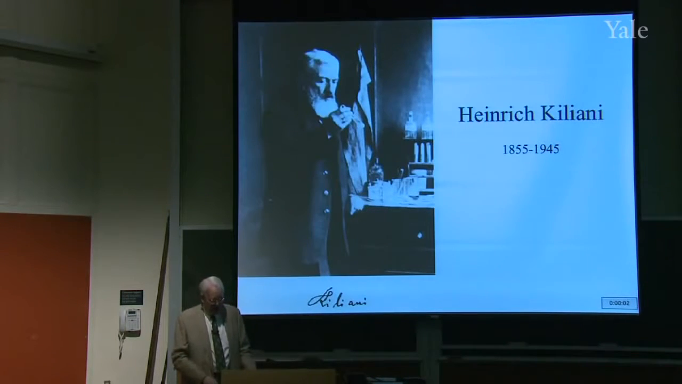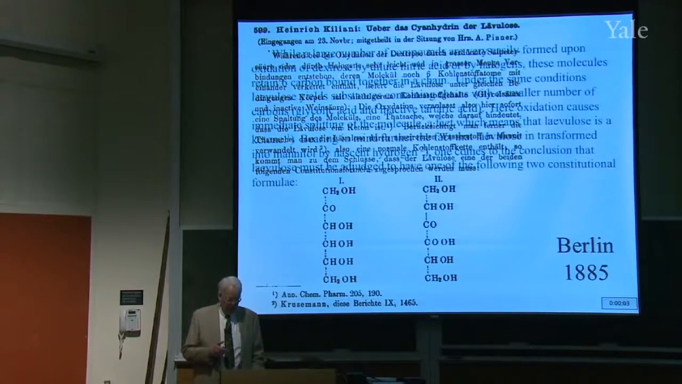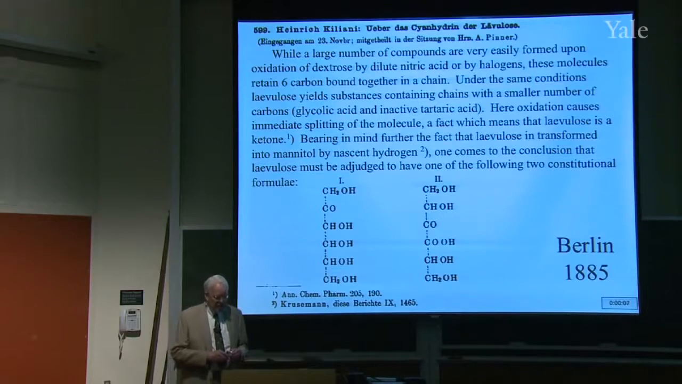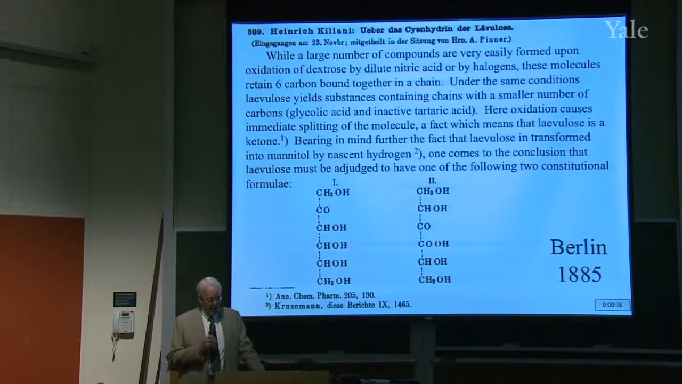And on comes Heinrich Kiliani, the hydrogen cyanide man, right? Because in this paper in 1855, which fortunately I've translated here, he says, while a large number of compounds are very easily formed upon oxidation of dextrose, remember dextrose is glucose, it rotates light to the right, by dilute nitric acid or by halogens, these molecules retain six carbons bound together in a chain. Under the same conditions, levulose, the other one that came from sucrose, yields substances containing chains with smaller number of carbons, like glycolic acid or inactive tartaric acid.